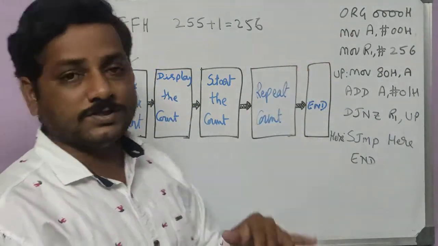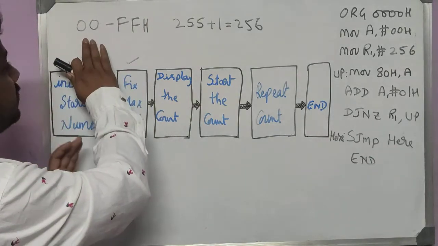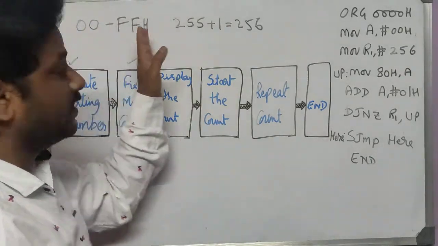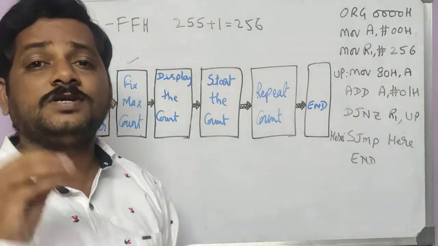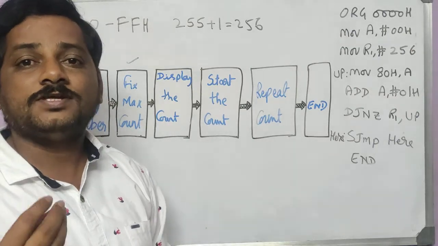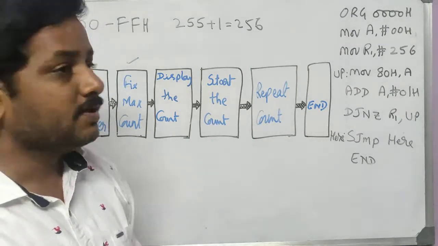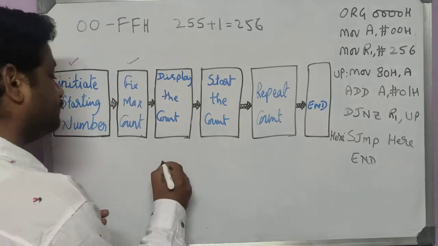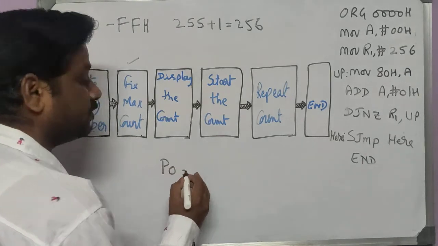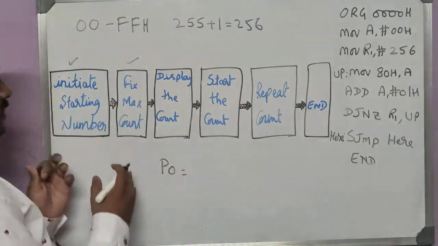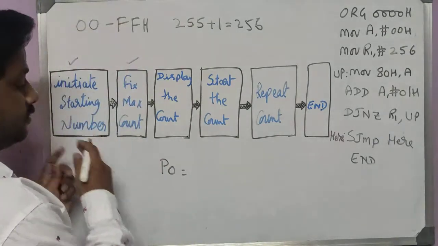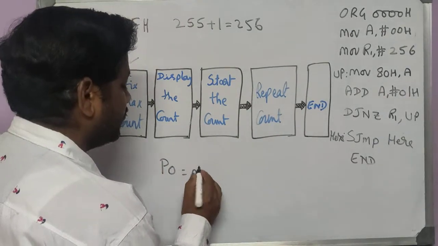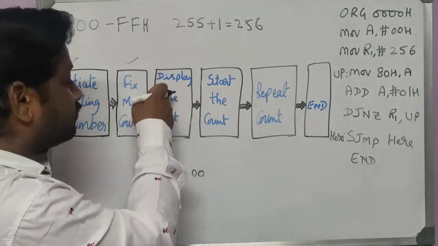Now we have assigned the initial and final count. After that, we have to display it. Where do you want to see the count values? I will take port 0. In that port 0, I just want to see the counts. What is that initial value now? 00. So I want to see 00 at port 0. That is, display the count.